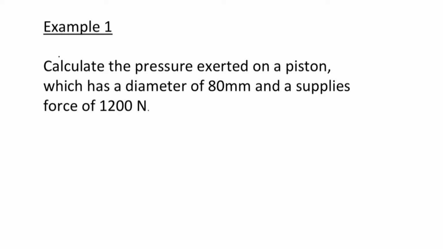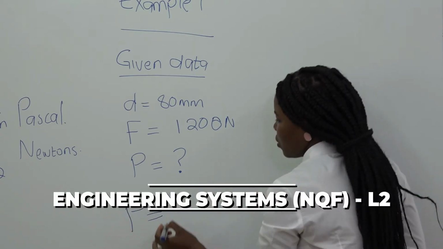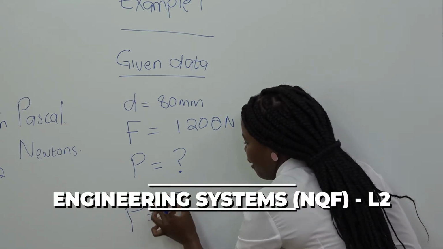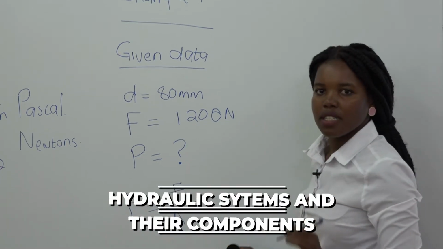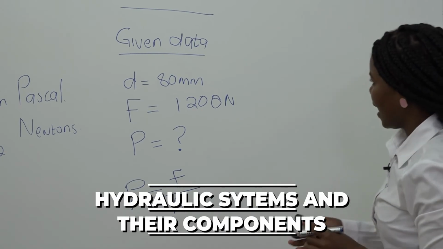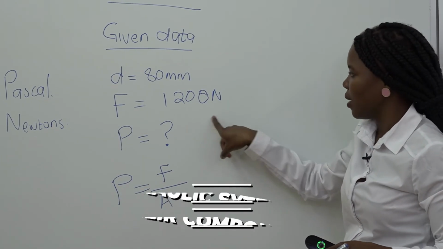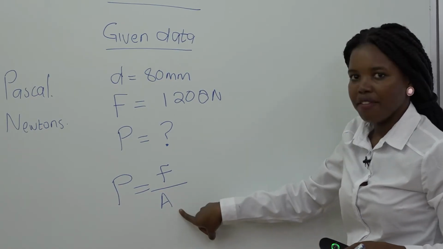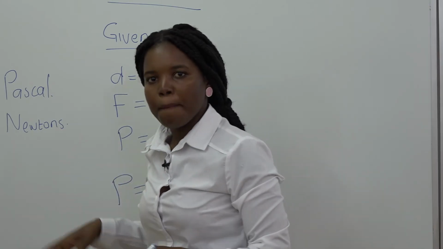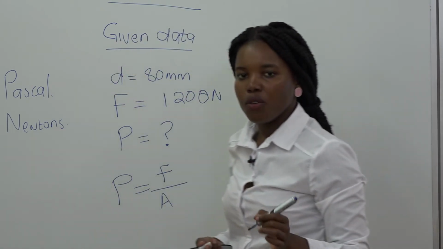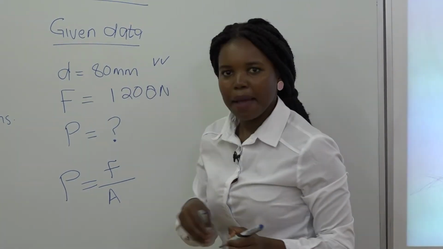But then since you know from Pascal's law, we say that P is equal to F, of which is our force, all over A, of which is our area. But then now we can look. You have a force, but then you are not given your A, of which is your area. But then you are also given the diameter.